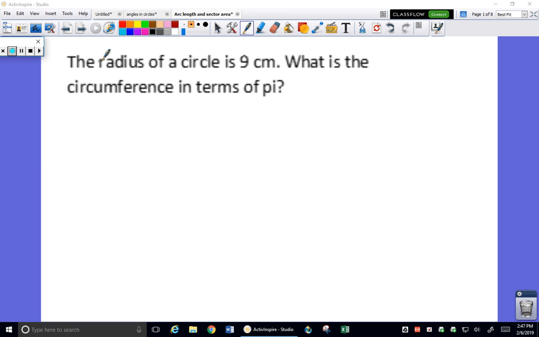Okay, so all these problems involve circumference and radii and arc length and sector area, all for circles.